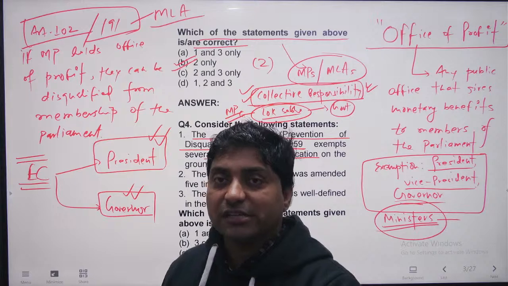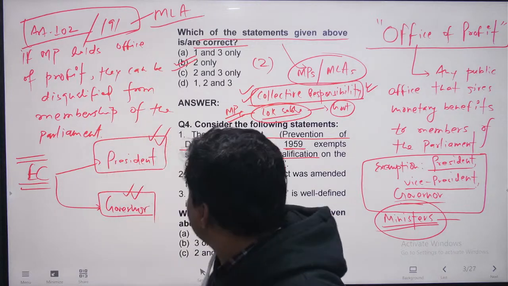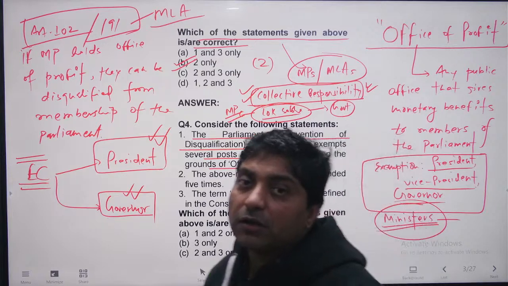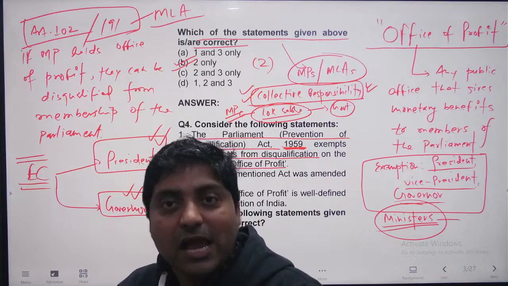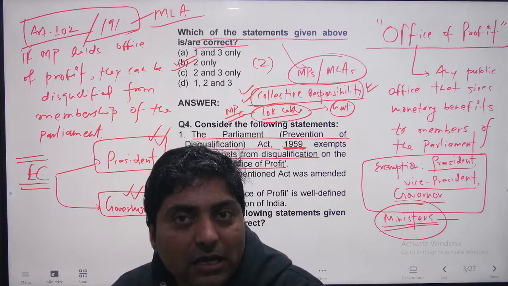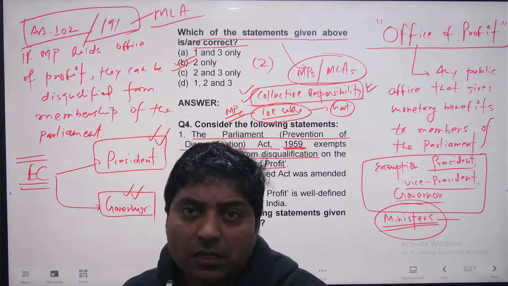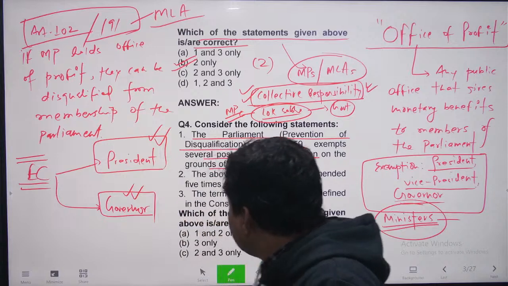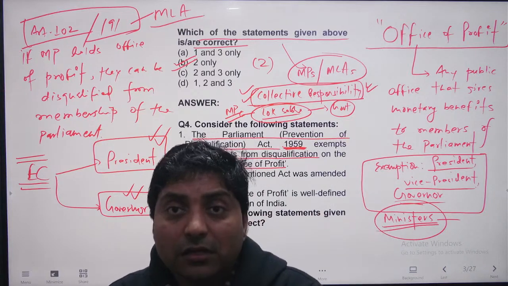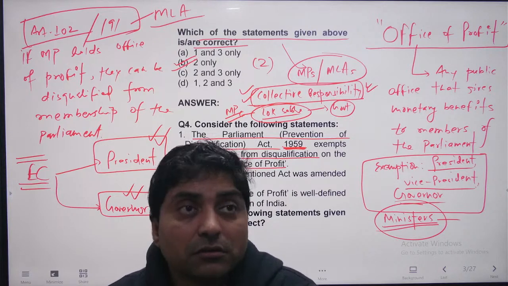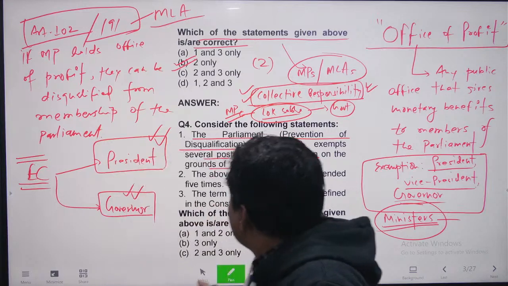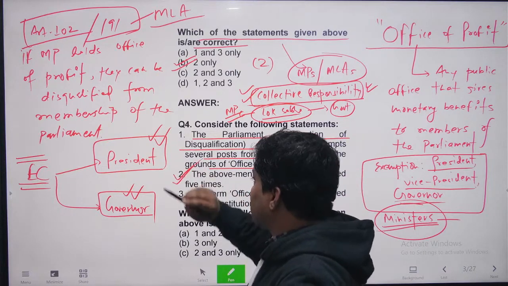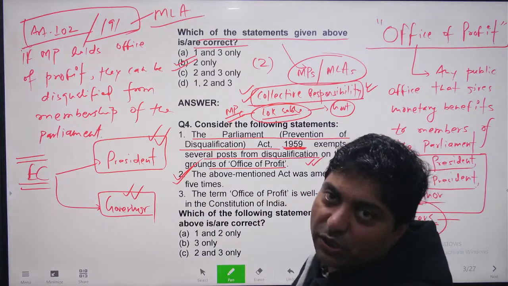So my submission here is that the Parliament Prevention of Disqualification Act 1959 exempts several posts from the office of profit, and this law has been amended several times. Recently, 3-4 years ago, the law exempted the chairman of the National Commission for Scheduled Tribe and Scheduled Caste from the office of profit. So any member of the parliament can also remain the chairperson of the National Commission for SC or ST. They cannot be disqualified. So you can see this is correct. The act was amended 5 times; I told you 6 times, so yes, at least 5 times it has been amended.